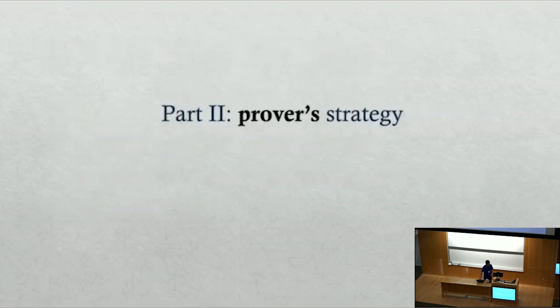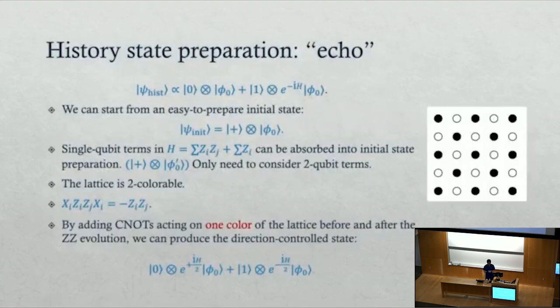Now, I'm going to briefly introduce the prover strategy, which is basically how the prover can prepare the history state, because that's the only thing that the verifier requires the prover to do. The history state is shown here, and we can start from some easy-to-prepare initial state, that is the plus state in the first qubit and phi naught in the second register.